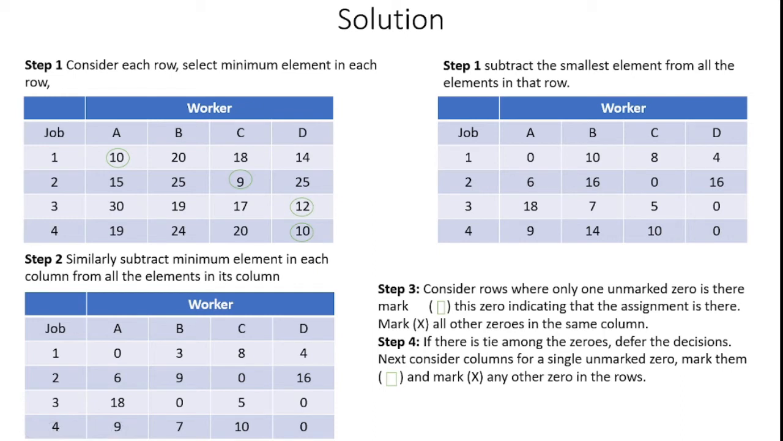The rule is step 1: consider each row, select the minimum element in each row, and then subtract the smallest element from all the elements in the row. So I follow that rule and reframe the table given with the problem. What about step 2? Similarly, subtract the minimum element in each column from all the elements in its column. The same rule I follow column-wise.